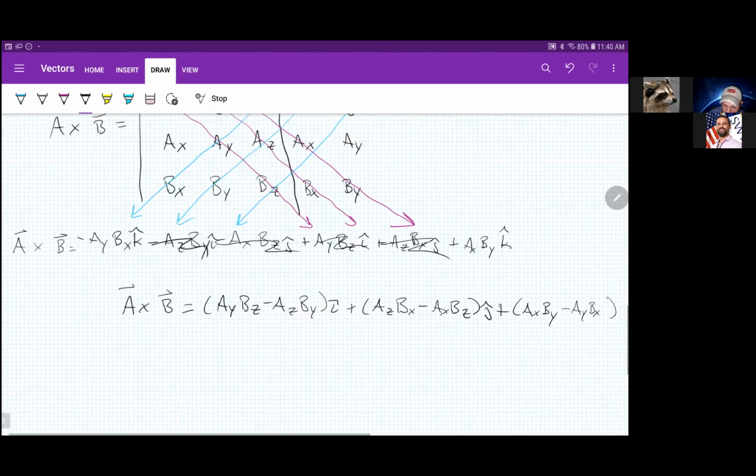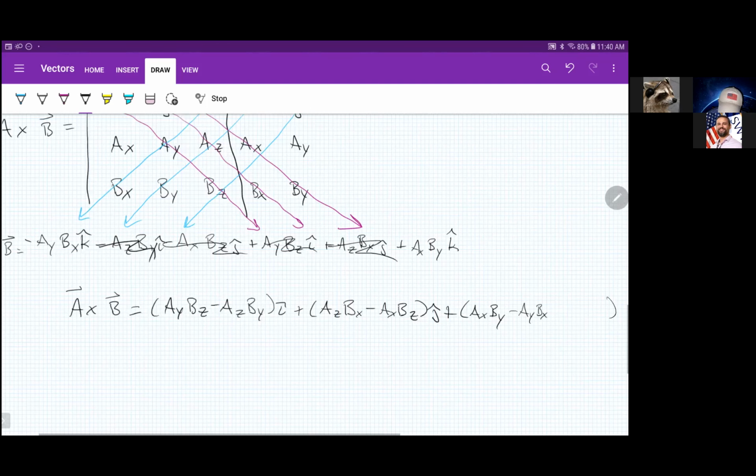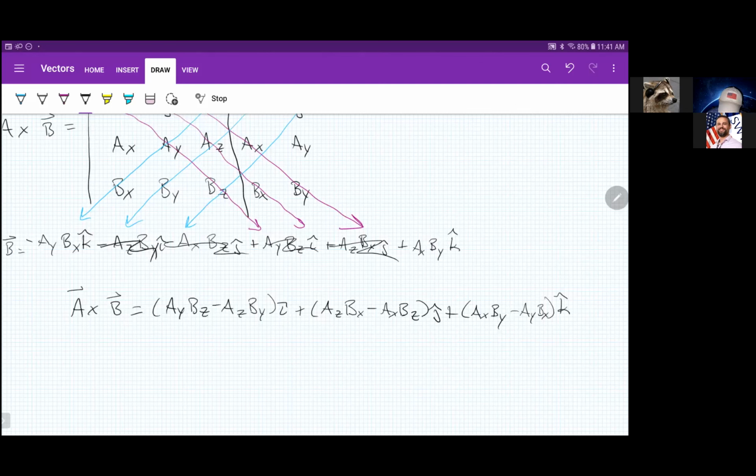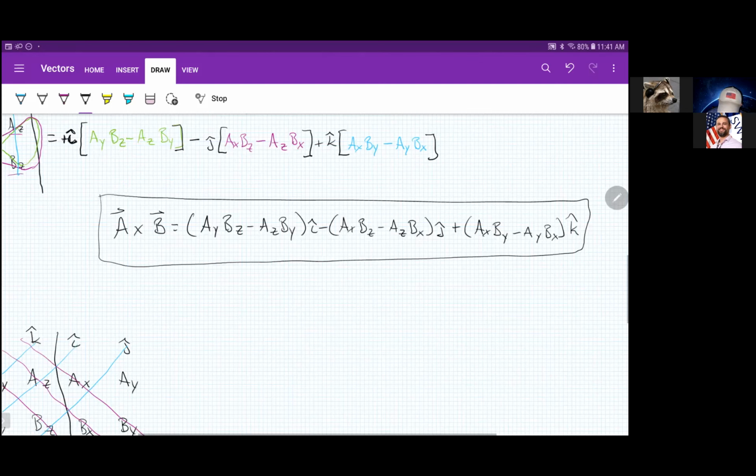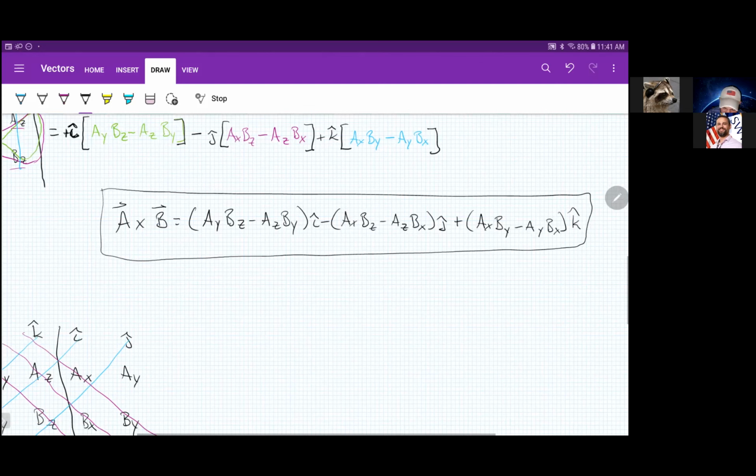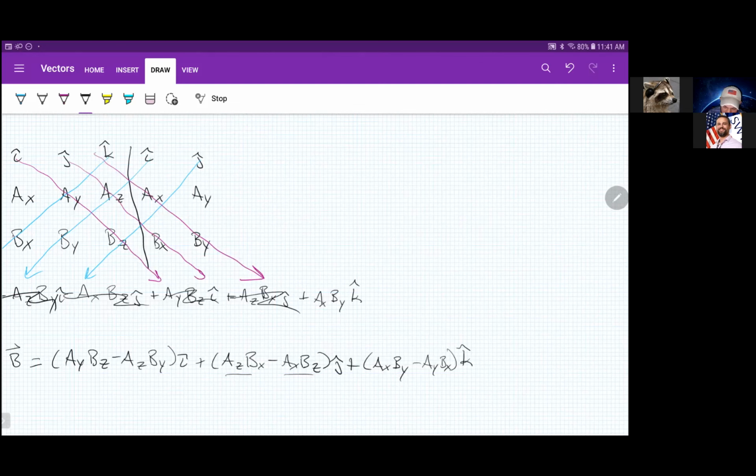Okay, so the only difference might be that this one up here and this one are switched around and we have a negative. It's just because it's multiplied by a negative. That's it. So if I take out this negative, it's going to be AXBZ minus AZBX and those switch. Otherwise, everything else is the same.